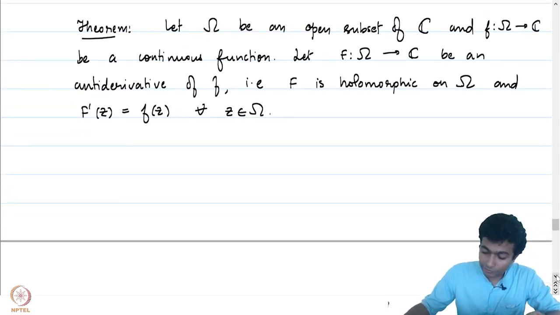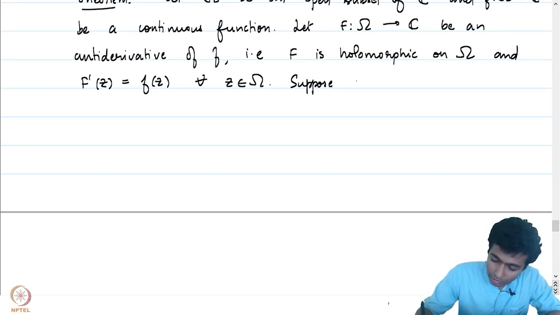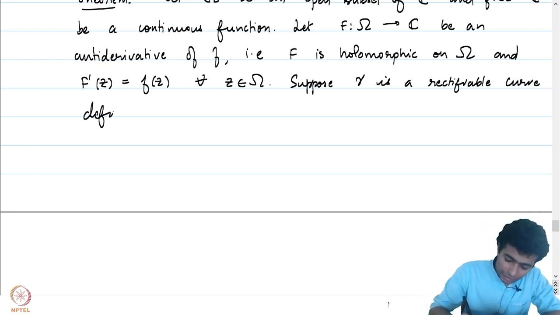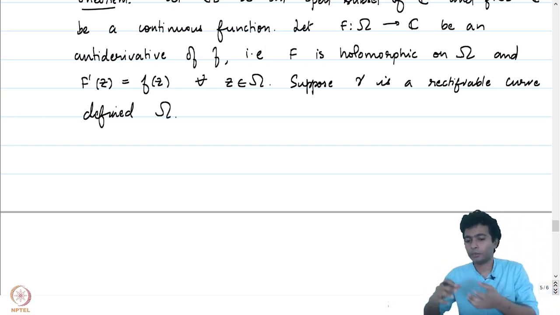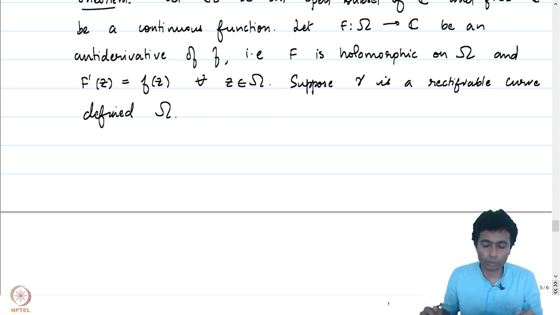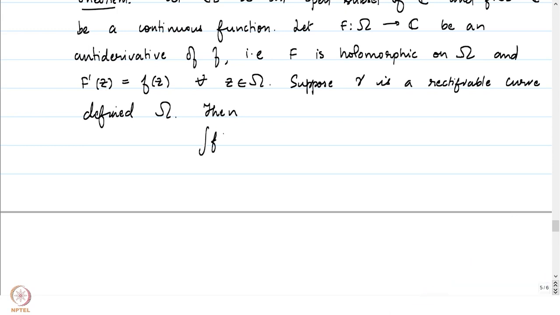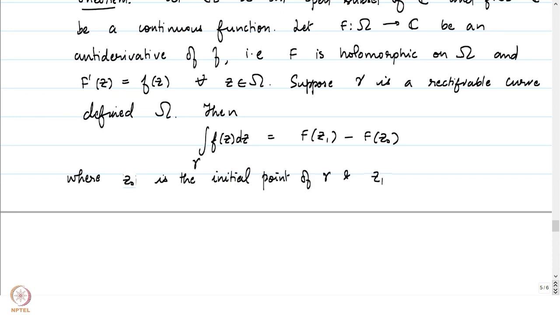So, what is the fundamental theorem of calculus going to tell us? Suppose gamma is a rectifiable curve defined in omega. That means that gamma from [a, b] to C is a curve such that gamma of [a, b] is contained in omega. Then the integral of f of z dz over gamma is equal to capital F of z1 minus capital F of z0, where z0 is the initial point of gamma, or rather gamma of a, and z1 is the terminal point of gamma, or in other words gamma of b.